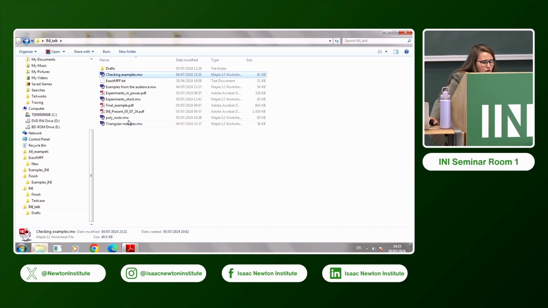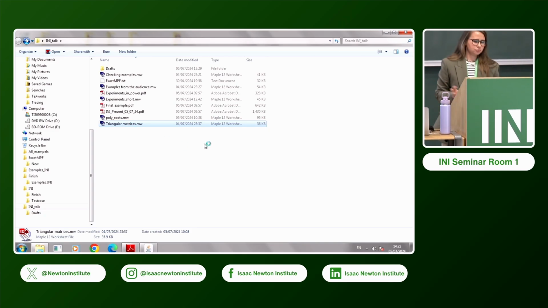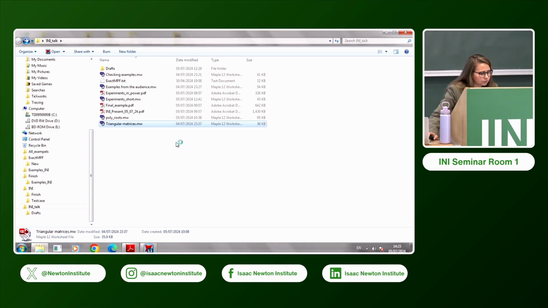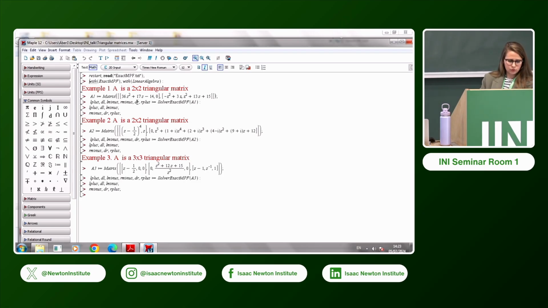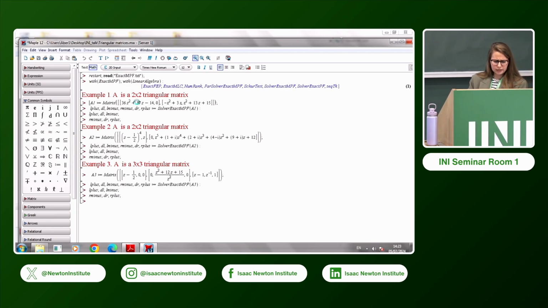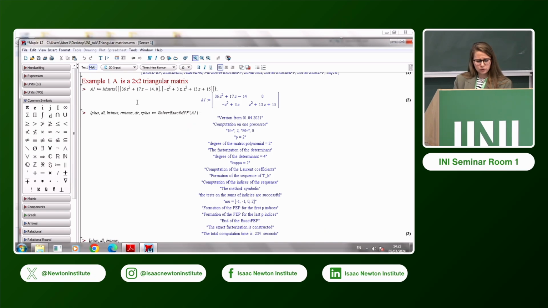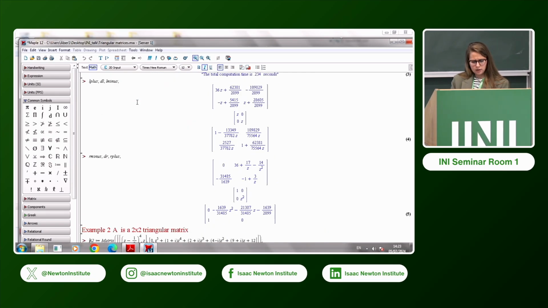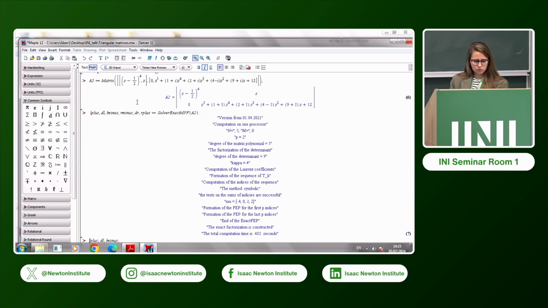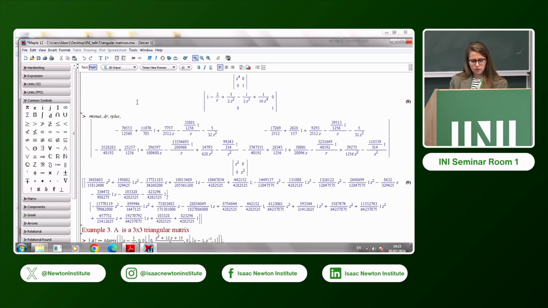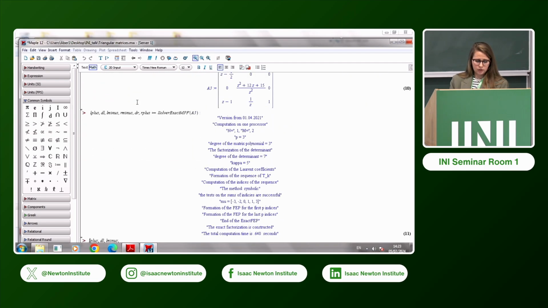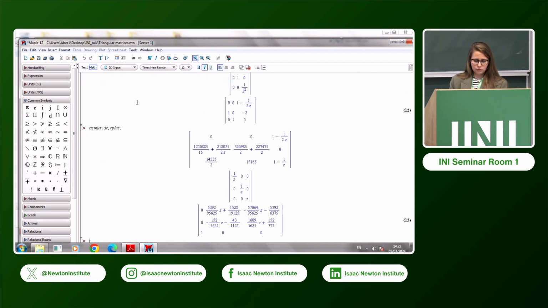I think I will show you very quickly 2 by 2 triangular matrices. The lower triangular matrix, we got it. And let's try the upper triangular matrix again. We got it. And the 3 by 3, a little bit longer, but again we got it.